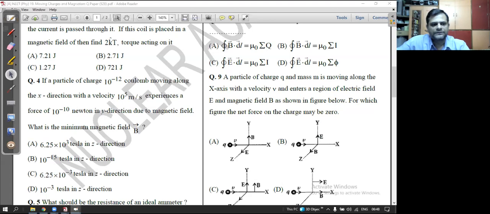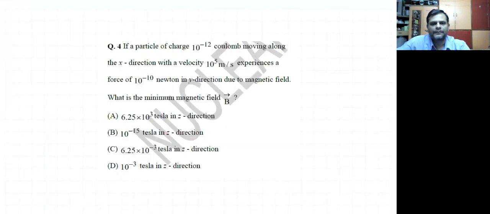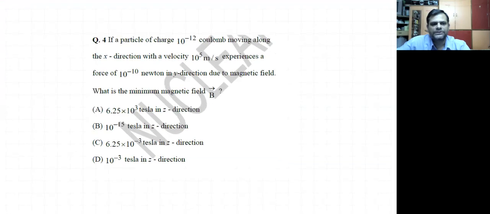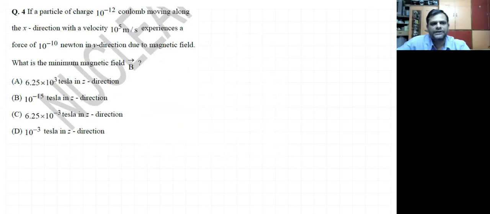Okay, let us see this question 4. Just read this question carefully. If a particle of charge 10⁻¹² coulomb moving along the x-axis with a velocity 10⁵ meter per second experiences a force of 10⁻¹⁰ Newton in the y-axis, then what is the minimum magnetic field B here?